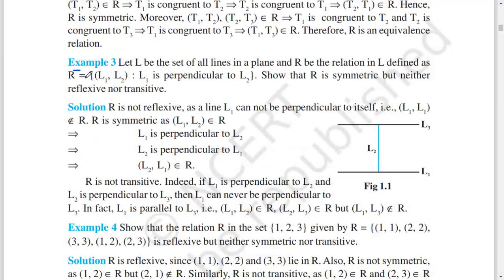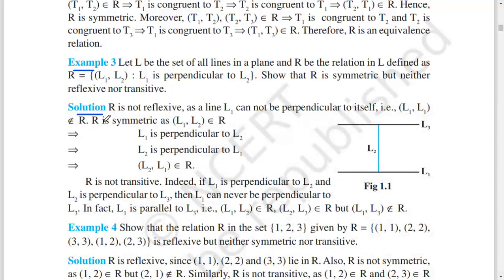Example 3. Let L be the set of all lines in a plane and R be the relation in L defined as R equal to {(L1, L2): L1 is perpendicular to L2}. Show that R is symmetric but neither reflexive nor transitive.